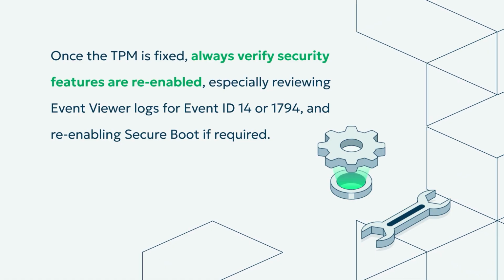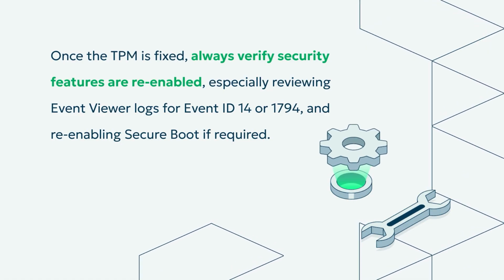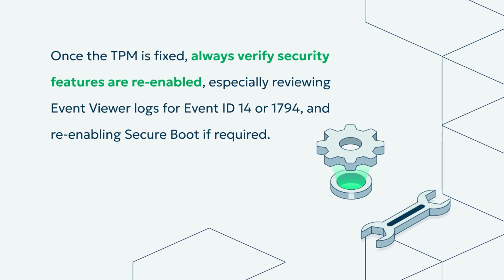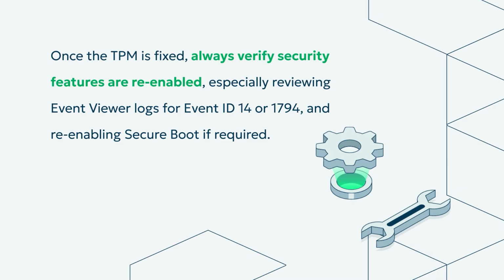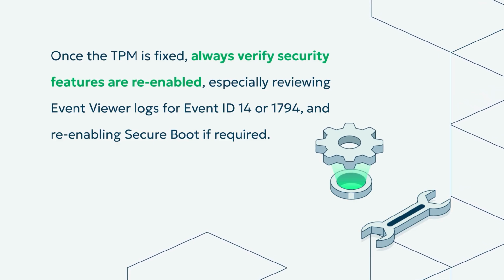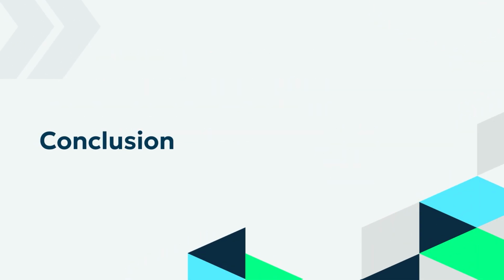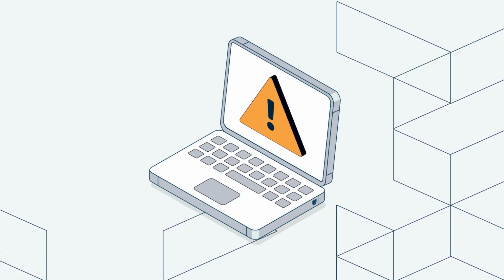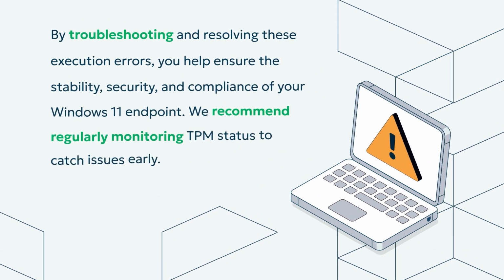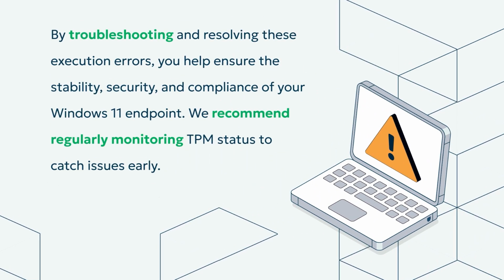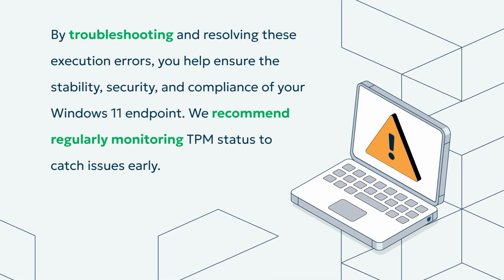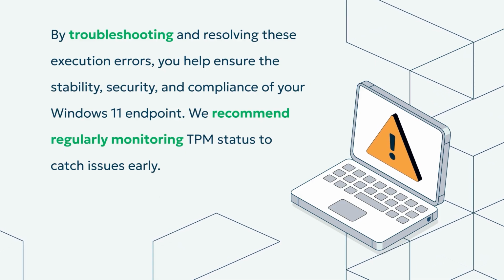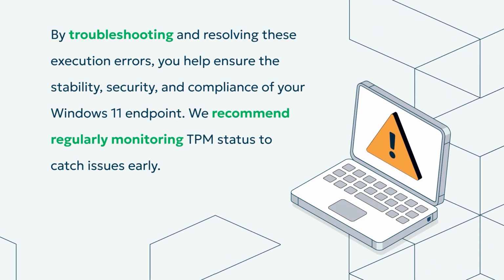Once the TPM is fixed, always verify security features are re-enabled, especially reviewing Event Viewer logs for event ID 14 or 1794 and re-enabling Secure Boot if required. Don't let a faulty TPM prevent your system from meeting security policies. By troubleshooting and resolving these execution errors, you help ensure the stability, security, and compliance of your Windows 11 endpoint. We recommend regularly monitoring TPM status to catch issues early.